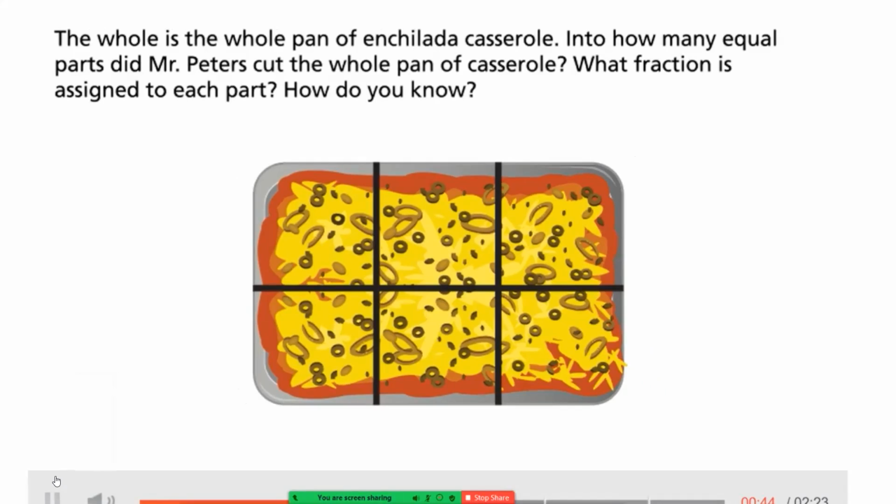Into how many equal parts did Mr. Peters cut the whole pan of casserole? What fraction is assigned to each part? How do you know? Okay, so we just talked about how this is cut into 6 equal parts. So one of these parts is 1 out of the 6 equal parts, or we would write that as 1/6. So 1/6.